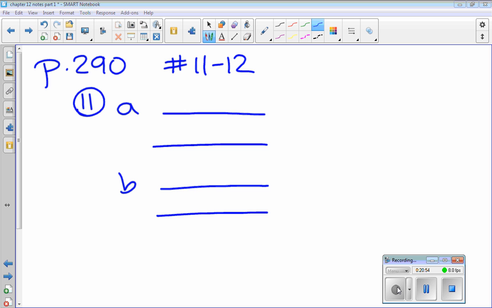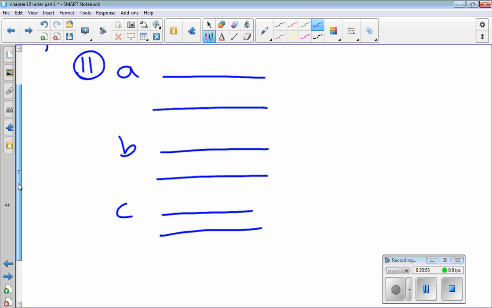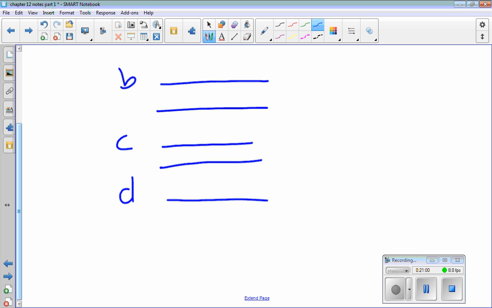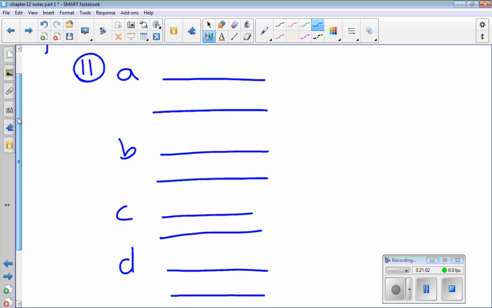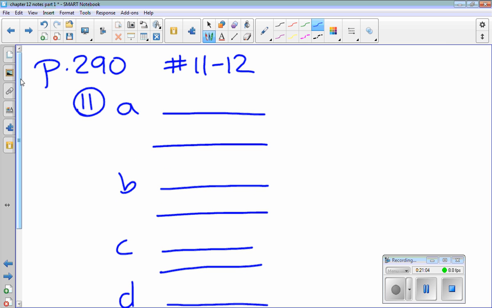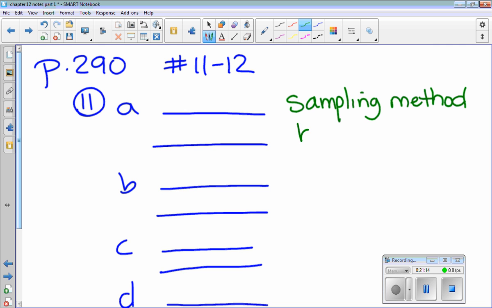You're going to tell me the kind of sampling that's involved, which means, is it a systematic sample? Is it a cluster sample? Is it an SRS? What's happening? So you're going to tell me the kind of sampling method, and then you're going to leave a blank because we haven't talked about bias yet, but we're going to talk in a few minutes about what kind of bias is introduced. So first, just identify the type of sampling method for each, okay?